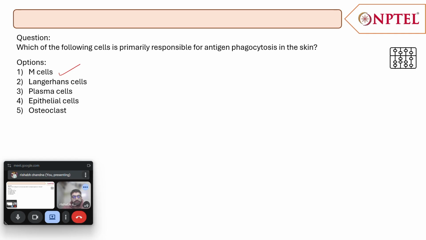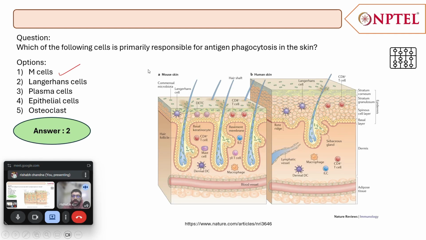Okay. So the correct answer is option number two. That is, the Langerhans cells are the primary phagocytotic cells that are present in the skin. Okay, and here is the explanation. So the M cells are basically the cells that can engulf the pathogen, but cannot degrade it. Okay, so degradation will not happen in the M cells.